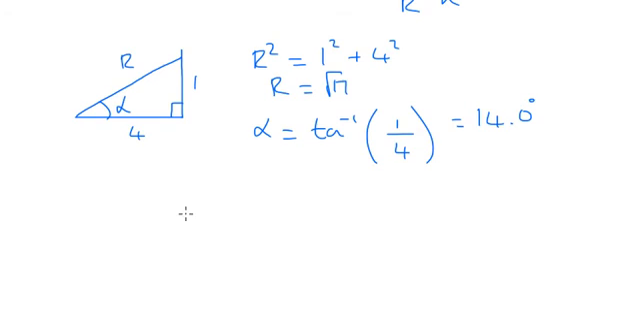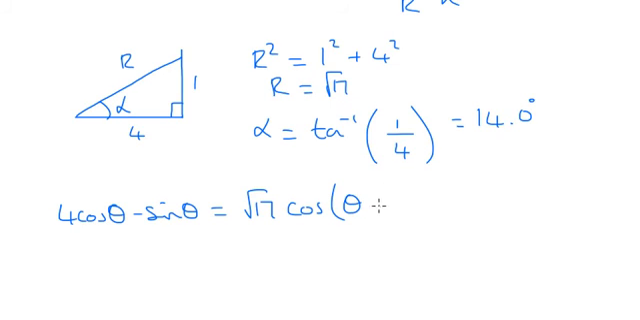So in answering the question, we get that 4 cos theta minus sine theta can be written as root 17 cos(theta + 14.0).